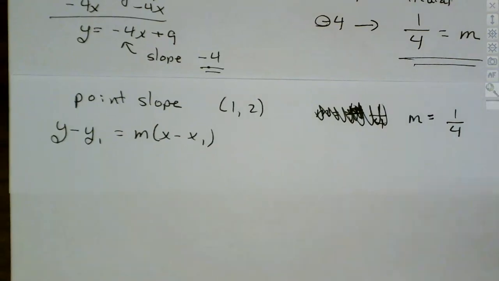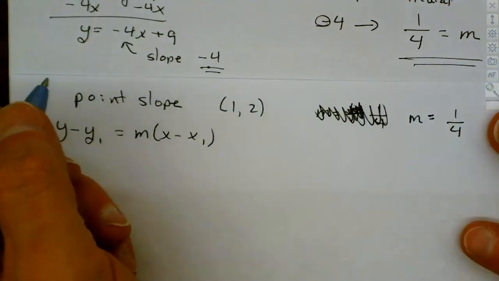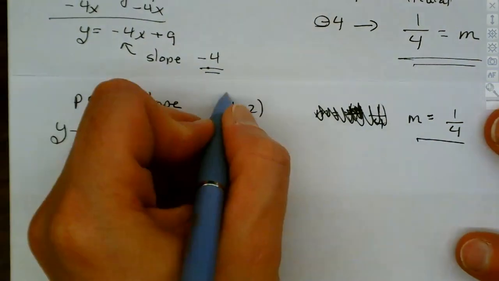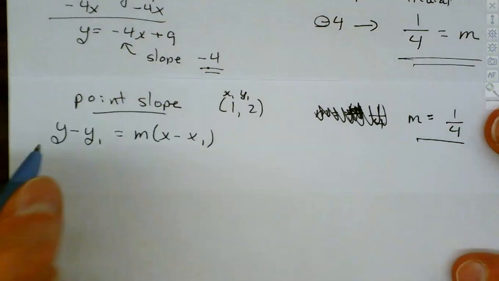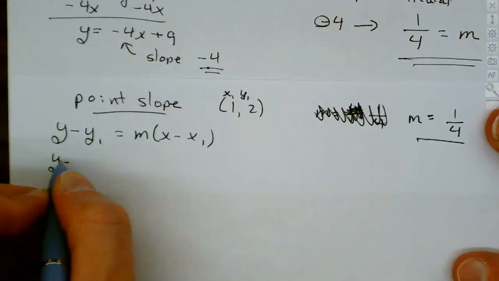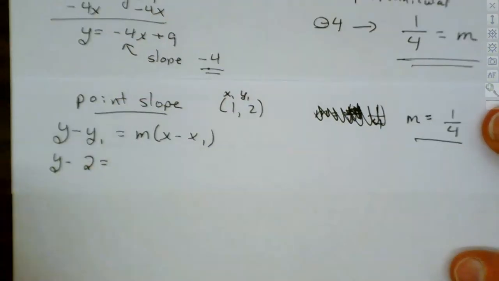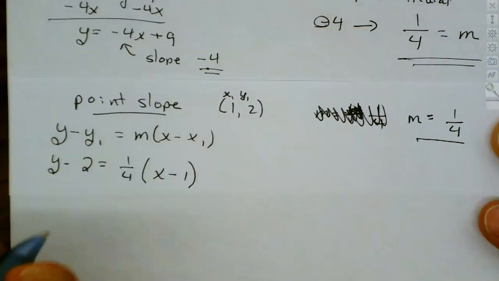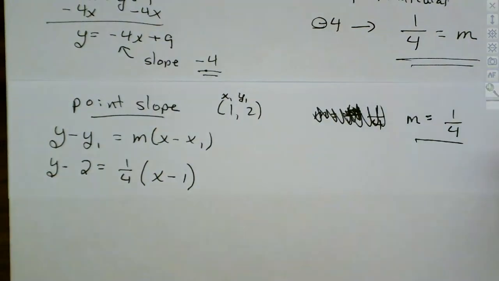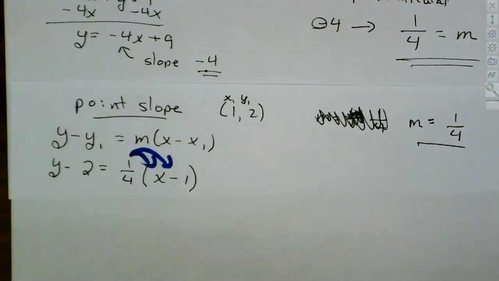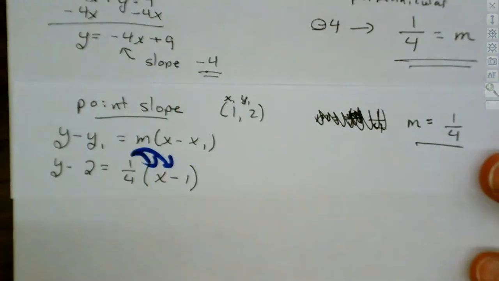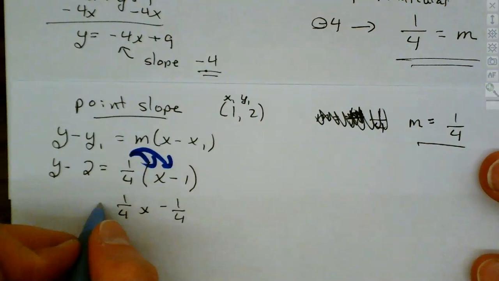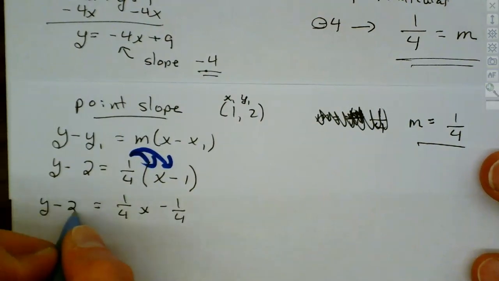Okay, so we have a point, and we have the slope that we're going to be using, which is 1/4. So our point is x1, y1, and we'll fill that in as y minus 2 equals our slope, which is 1/4, times x minus 1. We're going to distribute this through. And that leaves you then with 1/4 x minus 1/4 here. And the other side is y minus 2.